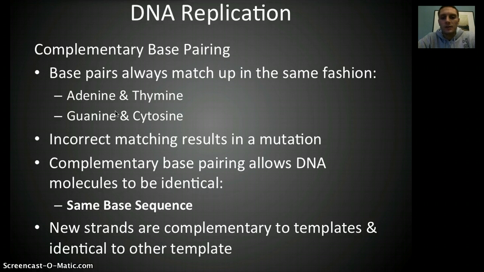And then lastly, new strands are complementary to the templates. So we have a new strand that matches with the original, or the parent strand, that's complementary to it. And it's also identical to the other template. Let's say we have our two strands of DNA. They split apart to become replicated, and so the templates are going to match the opposite original strand.